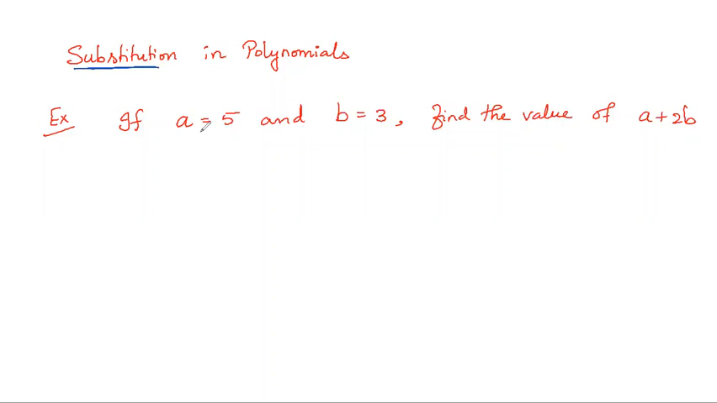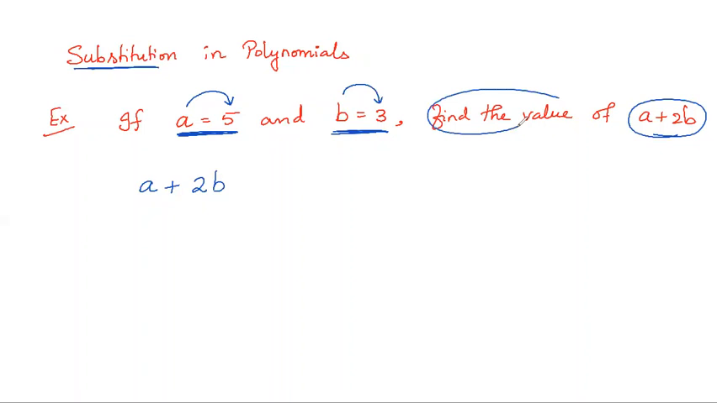See the first example. If a is equal to 5, this is a variable a, and that variable's value is 5. And b is another variable, and b's value is 3. So the given polynomial is a plus 2b. So which is the given polynomial? A plus 2 times b. So now I'm going to substitute and find the value of this polynomial. How can I find the numerical value of that polynomial? By substituting a as 5 and b as 3.